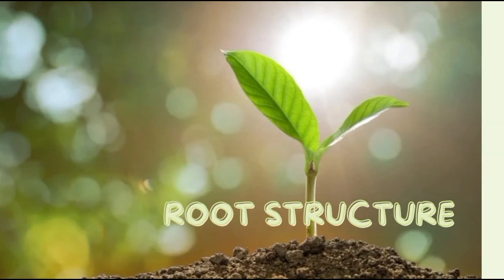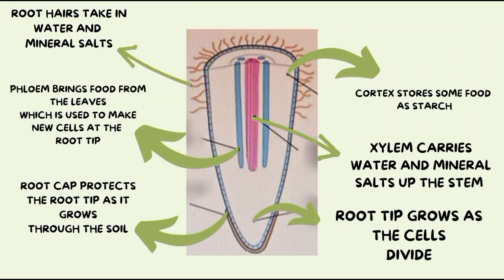Next, I will explain about the root structure. It consists of root hair, phloem, root cap, cortex, xylem, and root tip. Root hairs are specialized, thin, hair-like structures that extend from the epidermal cells of plant roots. They have several important functions that are crucial for the plant's growth and nutrient absorption. The phloem is a type of vascular tissue in plants responsible for the transport of organic compounds, particularly sugars and other substances throughout the plant.